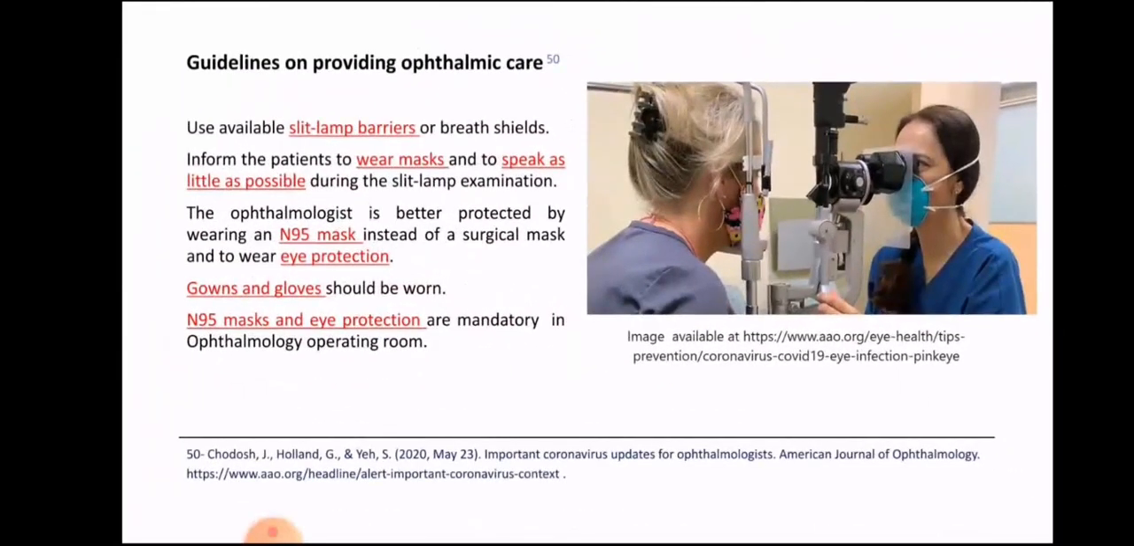Ophthalmologists should protect themselves by following the guidelines proposed by the American Academy of Ophthalmology, which include wearing an N95 mask for the doctor, and the patient should wear a surgical mask, use plastic shields on the slit lamp, and instruct the patient not to speak during slit lamp examination. The doctor can wear gloves, gowns, and protective eye goggles.